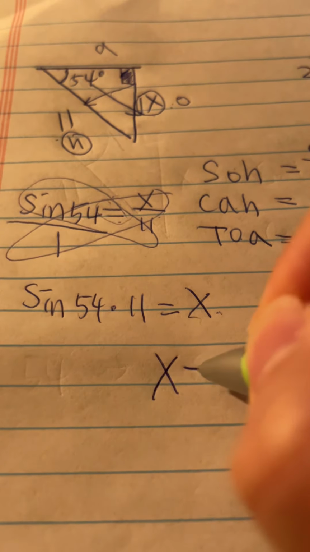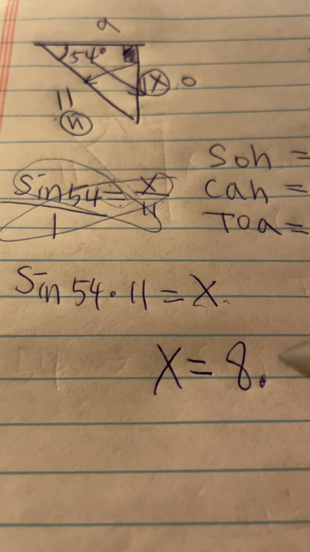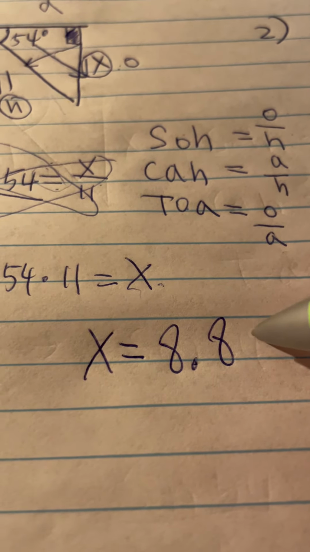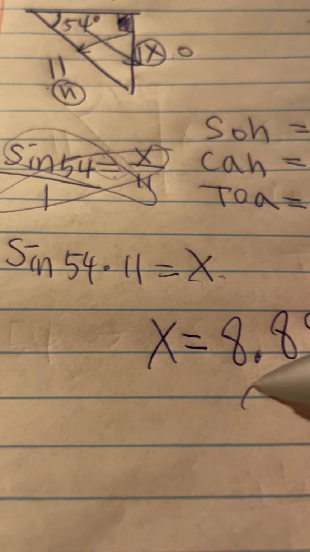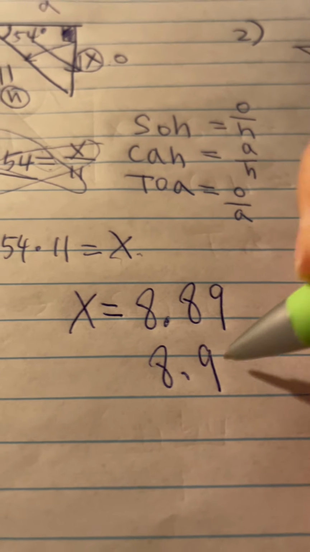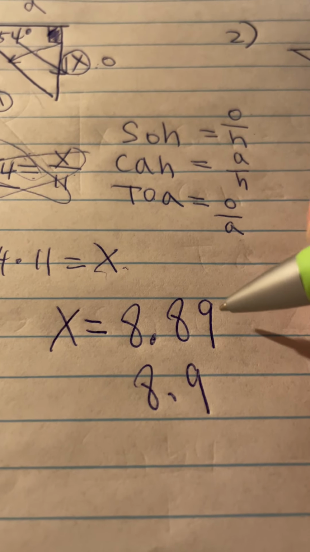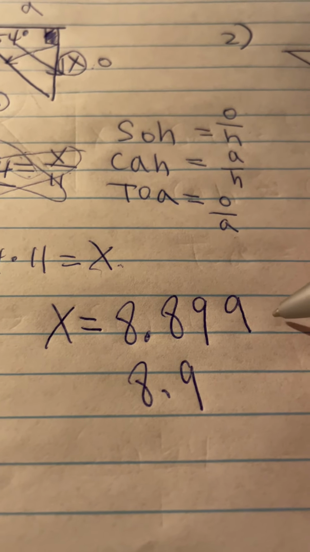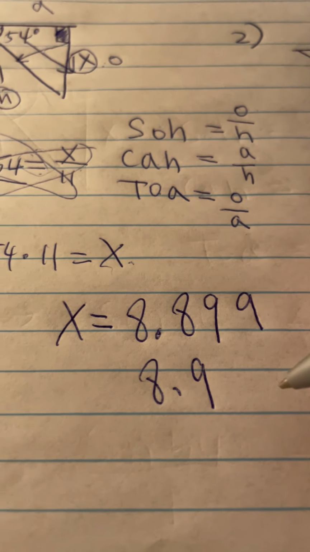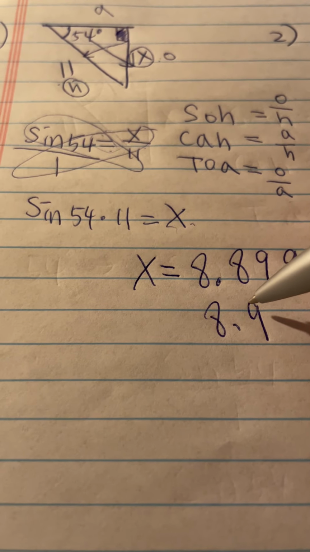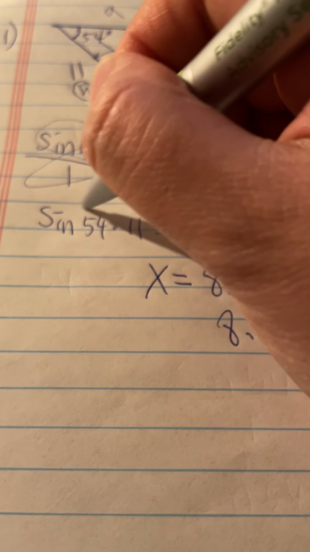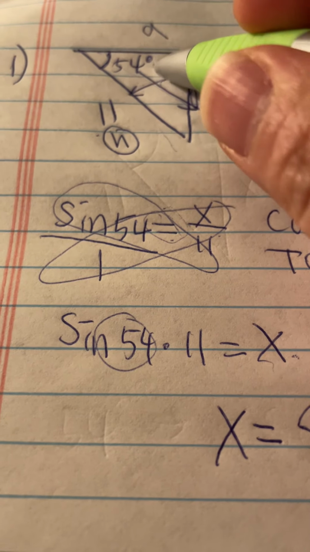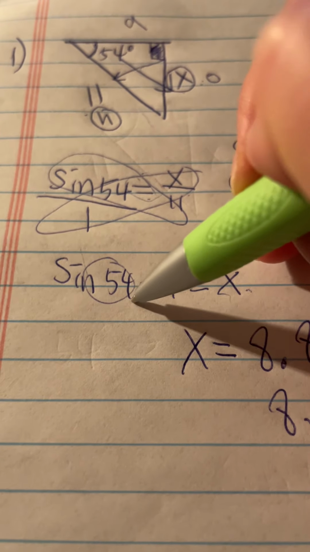So the answer is x equals 8.89 or 8.9 in that area. Sometimes they like you to write 3 digits, or even 4 digits. So that will be the answer for that. But because this is in degrees, because you see the degree mark, make sure you are in degree mode.